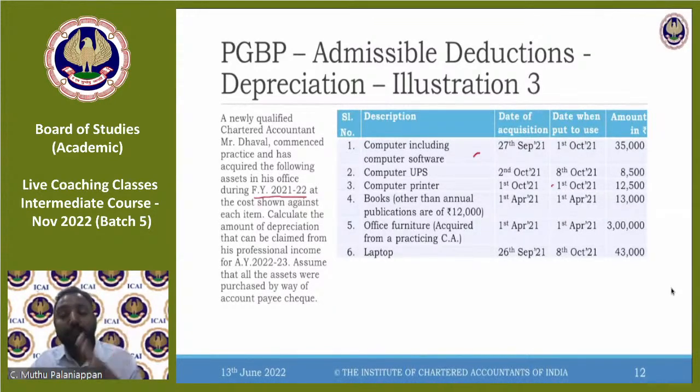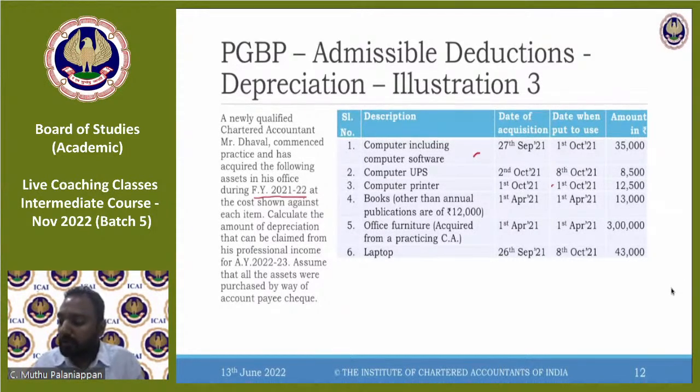And for persons who are in the library field, who are actually running a library, the business of library, for them also books are eligible to be deducted at 40%. So basically, books for professional firms and libraries are eligible for 40%, irrespective of whether it is annual publication or other than annual publication. So that's what it is about.